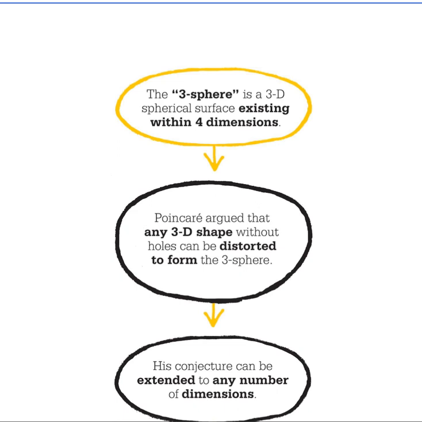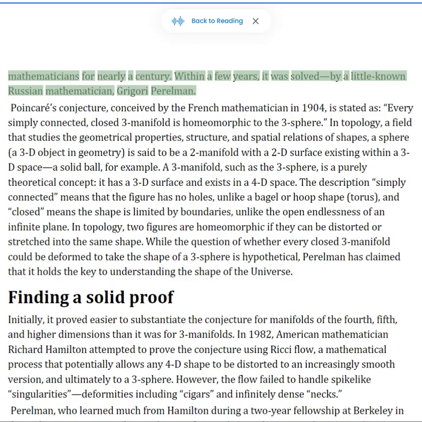celebrated the millennium with 7 prize problems. Among them was the Poincaré conjecture, which had challenged mathematicians for nearly a century. Within a few years, it was solved by a little-known Russian mathematician, Grigori Perelman.